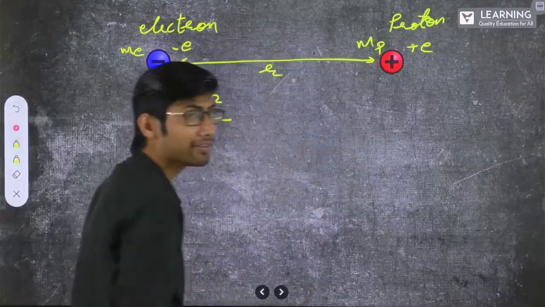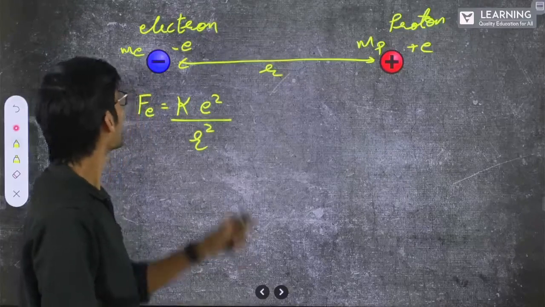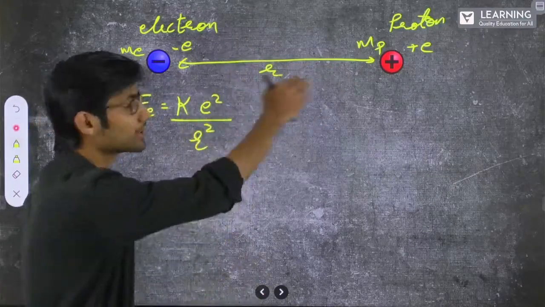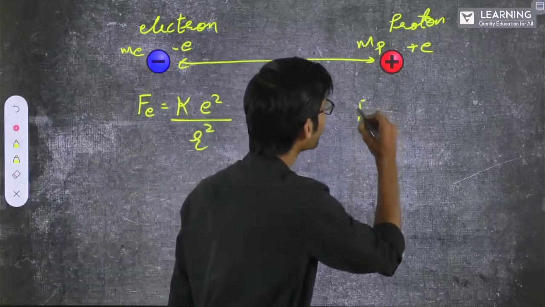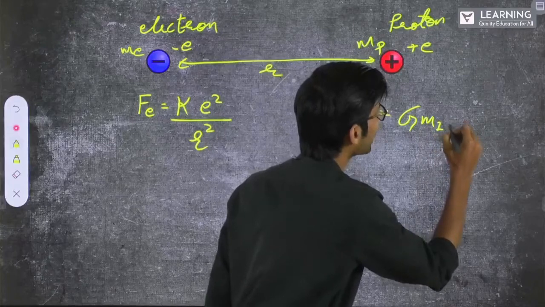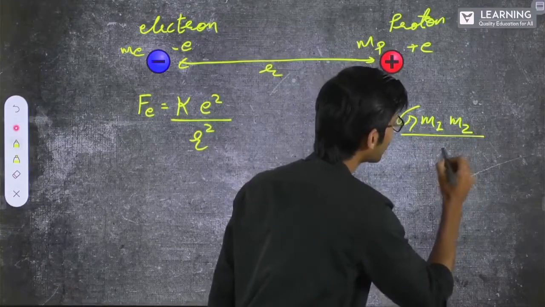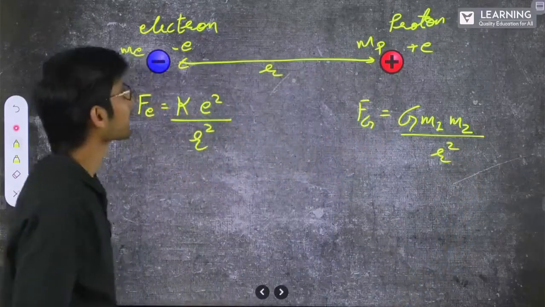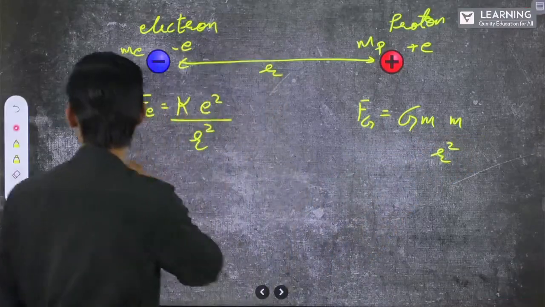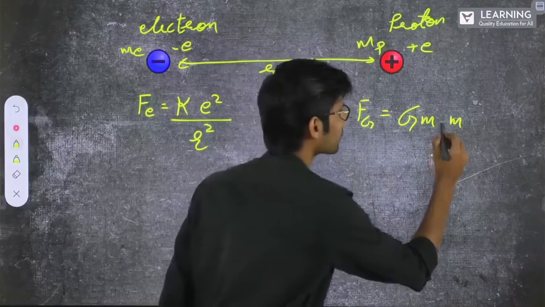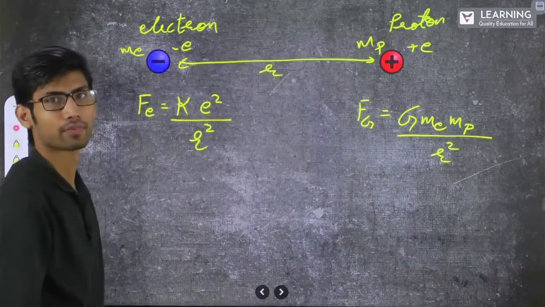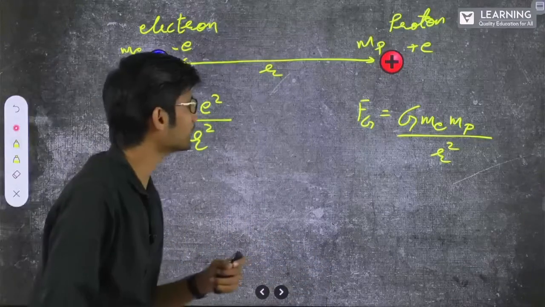Now, if I write the gravitational force, can I write? I have been given the masses and the distance between them. So gravitational force is equal to G M1 M2 by r square. M1 M2 means mass of electron and mass of proton. Me Mp by r square, right?